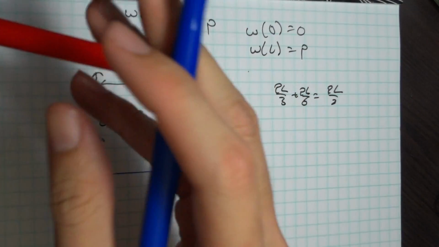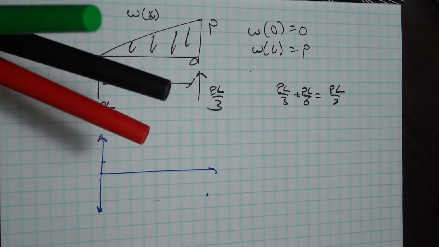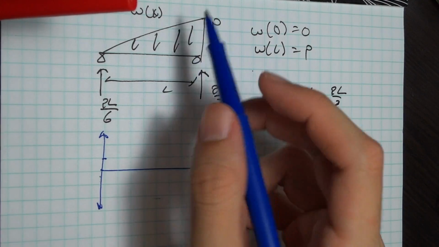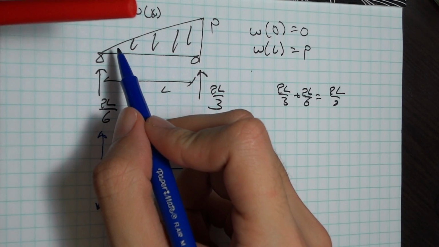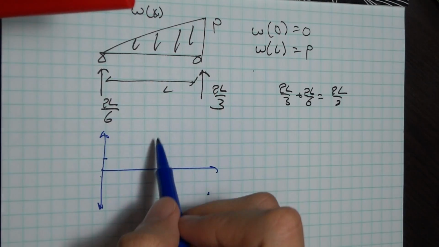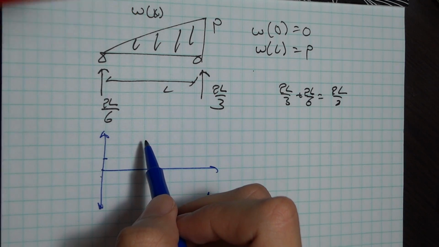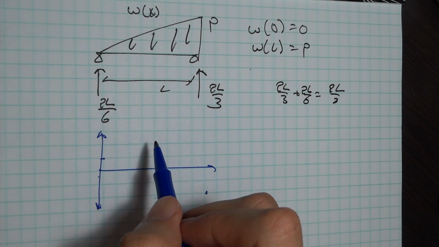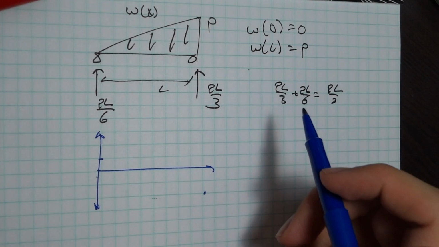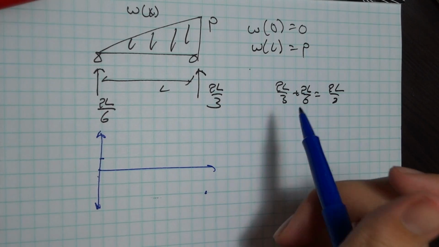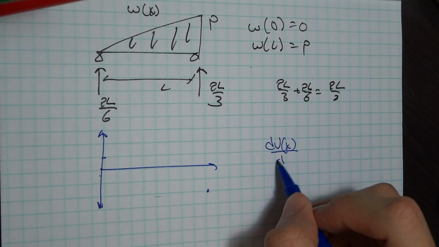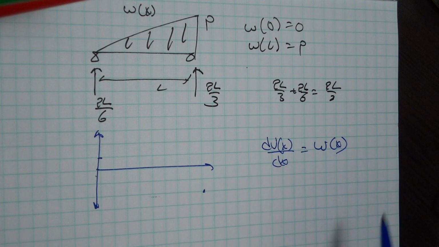Now remember that your shear is the integral of your distributed load. If you add up all the forces acting from here to a given point, you will get your shear at this point. So shear represents the accumulation of forces that are running through the plane, I guess, if you want to put it that way. So what does that mean? That means that dV of x dx equals omega of x.